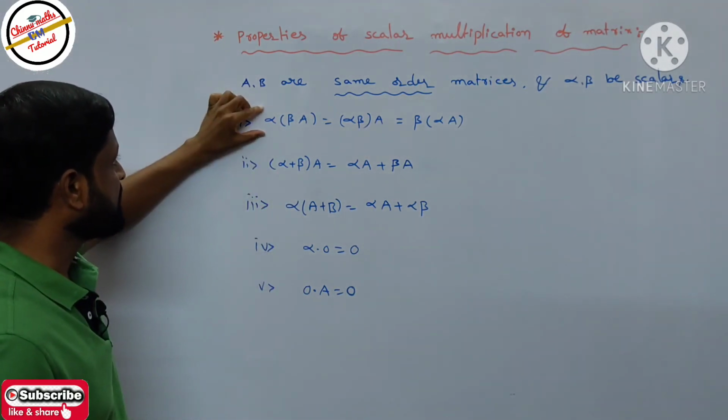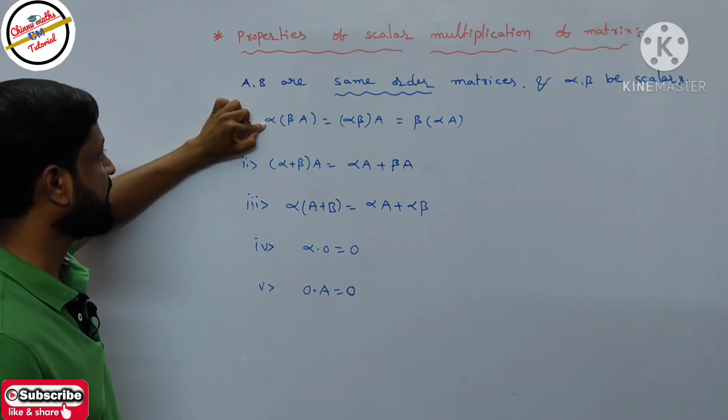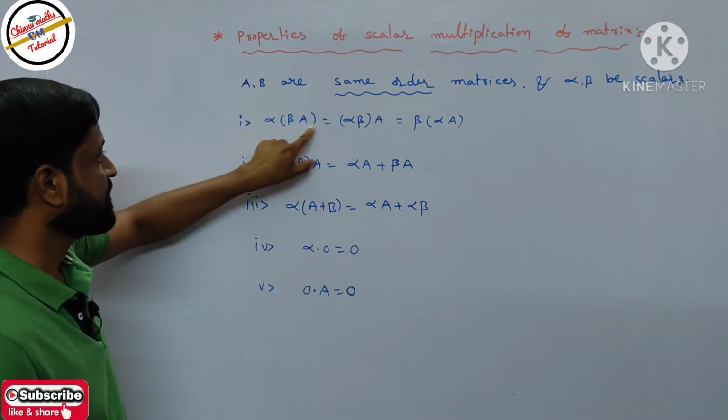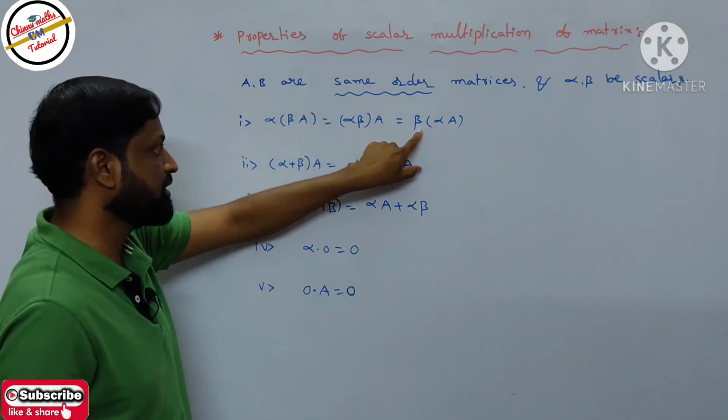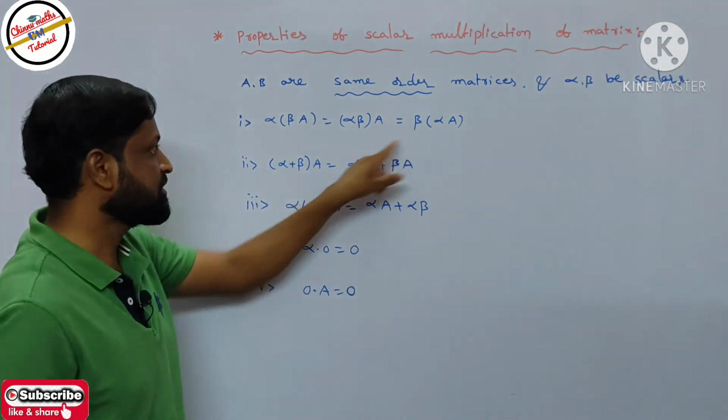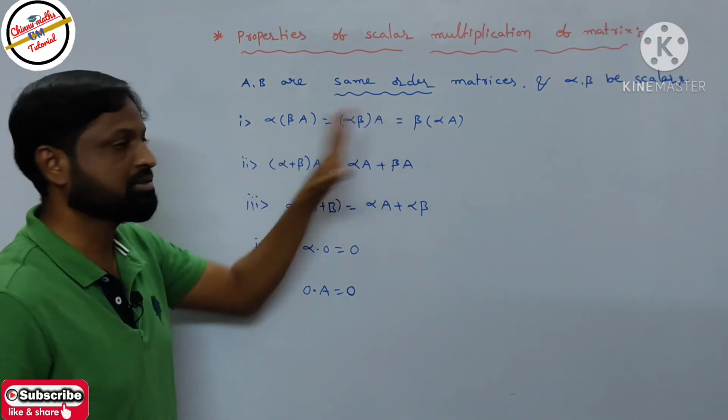The first one is the scalar alpha into bracket of beta into A, which is equal to bracket of alpha beta into A, which is equal to beta into bracket of alpha A. This is the first property. All give the same answer.